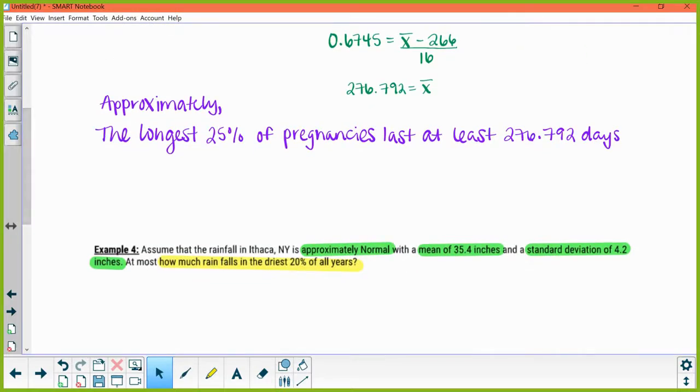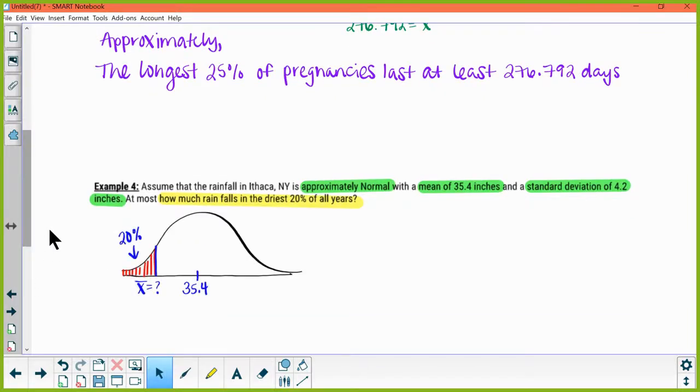And for example 4, we're going to do something very, very similar to what we did for example 3. It's exactly the same thing. We're just using a different situation. Assume that the rainfall in Ithaca, New York is approximately normal with a mean of 35.4 inches, standard deviation of 4.2 inches. At most, how much rain falls in the driest 20% of all years? So this time I'm interested in the opposite end of things. If I wanted the driest 20%, so my cutoff for the lowest 20% of samples.